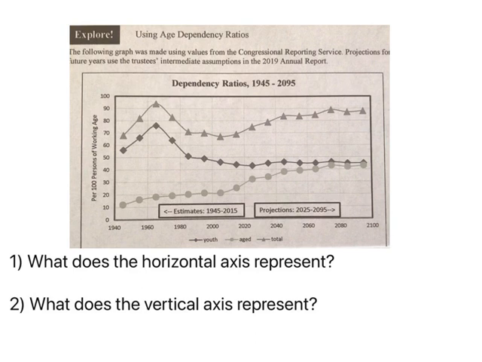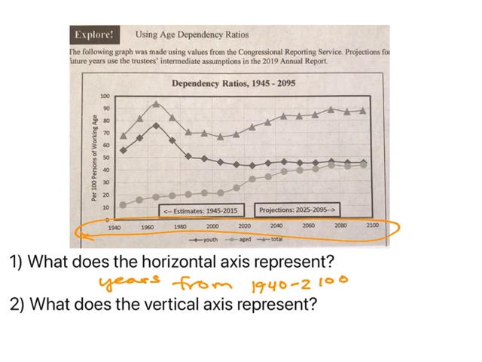All right, starting things off. What does the horizontal axis represent? Because remember, when you're using graphs, you first want to just see what you are talking about. So the horizontal axis is years from 1940 all the way through roughly 2100.